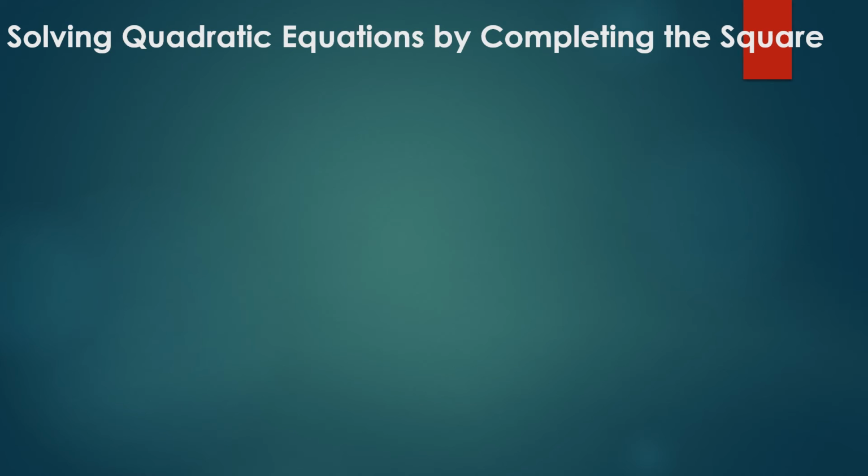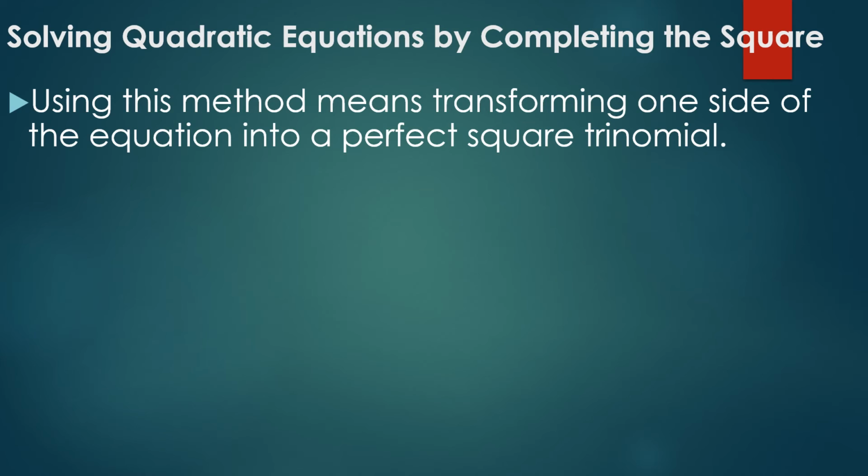Let us proceed to another method on how to solve quadratic equations. It is by using completing the square. There are quadratic equations that are not factorable. That's why if an equation is not factorable, we can apply the method of completing the square. In this method, we are going to transform one side of the equation into a perfect square trinomial. How are we going to do that?